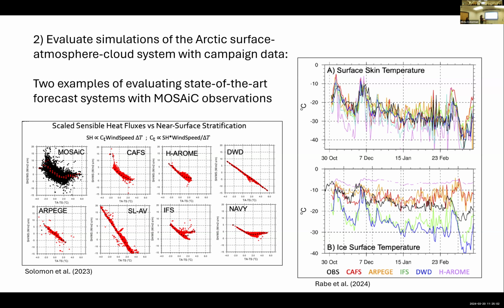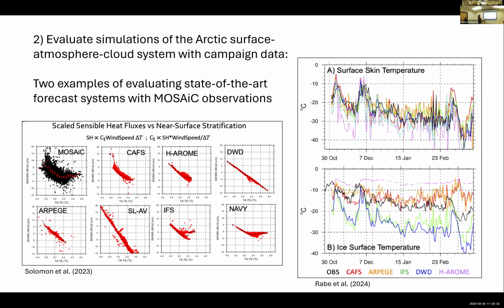This is showing that even now, these solid lines, the straight slope here, mean that there's a constant transfer coefficient. When you have more stratification, stably stratified environments, the models give larger sensible heat fluxes, which is clearly not observed. On the right, this is from the overview paper by Ben Rabb that was just published. It's showing the surface skin temperature in the upper figure, and this is just wintertime for these 2.